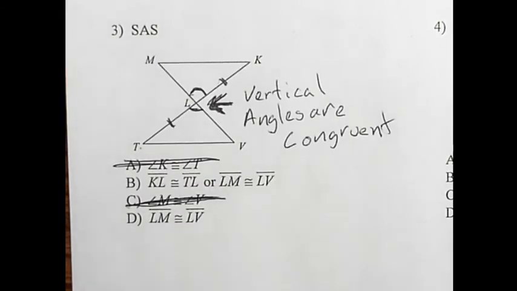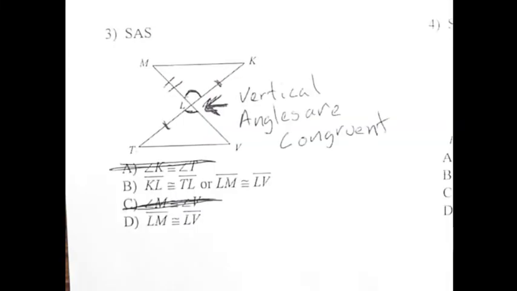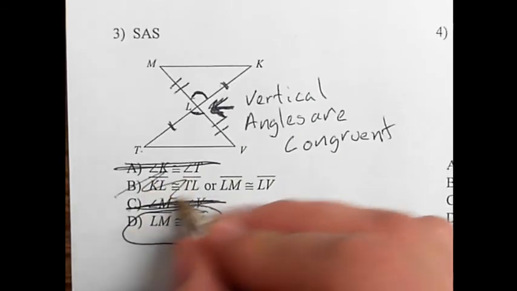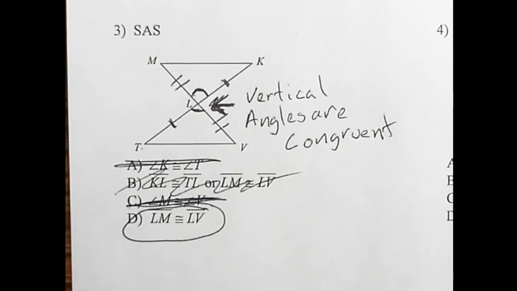Now, if I wanted to do side angle side, what sides do I need to show are congruent? LM and LV. You got it. I need to know that LM is congruent to LV. So that's my answer. See how that worked out?